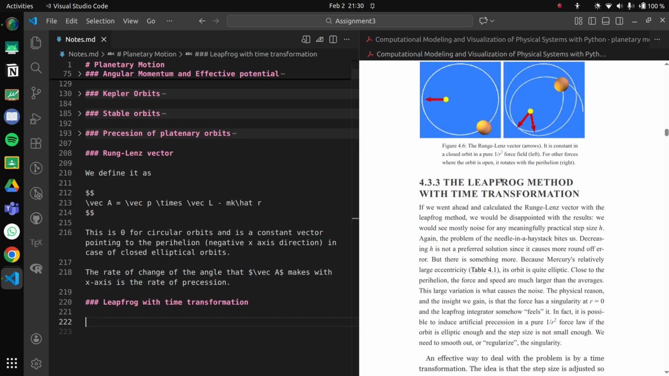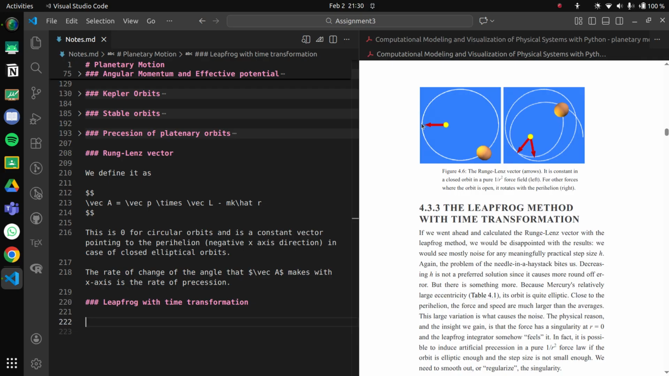The smart solution is to have a variable h: over here you have a large value of h so that you don't suffer from these rounding errors, but over here you have a small value of h so that you can get a more precise simulation.